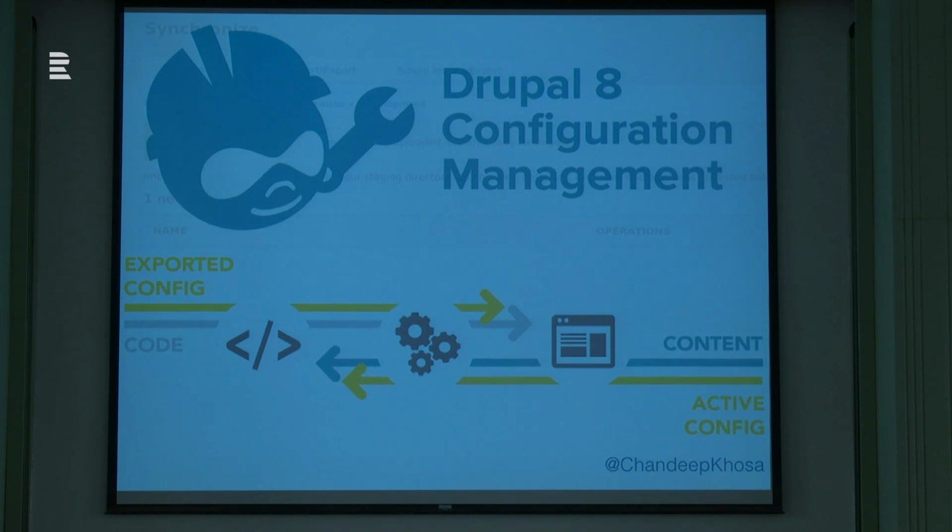So, Drupal 8 configuration management. As you'll see on the diagram, which I've borrowed from my friends at Pantheon, you've got exported configuration moving from the left with code in. You've got content and active configuration that perhaps need to move back from the production site, and managing that can be a little bit challenging.